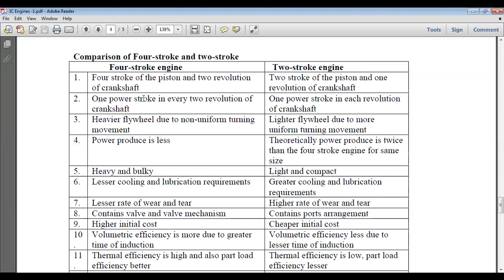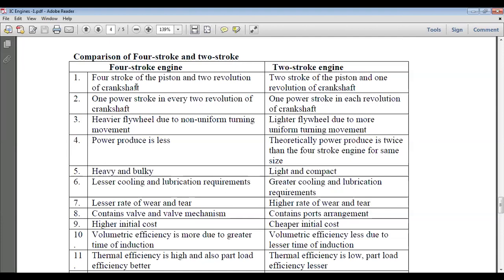Okay, second point, 1 power stroke in every 2 revolutions of the crankshaft. मतलब एक cycle में एक power stroke रहता है. Here is 1 power stroke in each revolution of the crankshaft. Okay, because here in the 2-stroke engine, 1 revolution is required for 1 cycle, whereas for the 4-stroke, 2 revolutions are required for 1 cycle. Okay, third point is heavier flywheel due to non-uniform turning movement, and here lighter flywheel due to the more uniform turning movement.